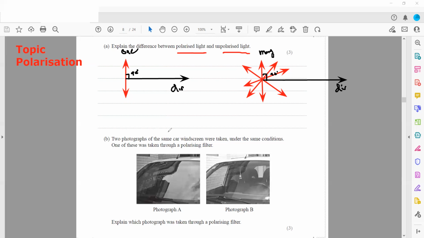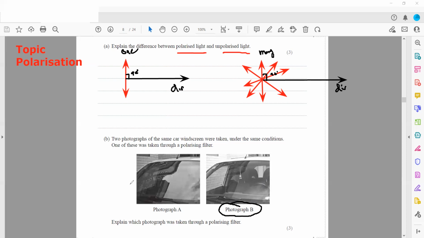The second part: two photographs of the same car windscreen were taken under the same condition. One of these was taken through a polarizing filter. Like one of the pictures we took with a polarizing filter. Explain which photograph was taken through the polarizing filter. So basically what will happen, light will have multiple components of vibration. So which one is taken with a polarizing filter? It is obvious B is taken with a polarizing filter. Why? Because B is giving us only one component.